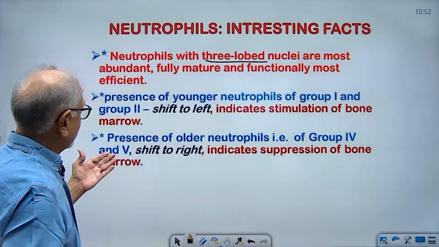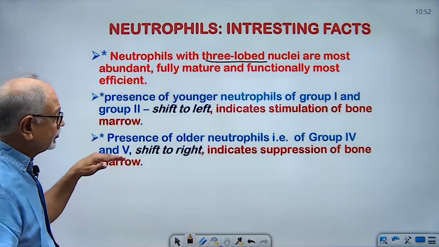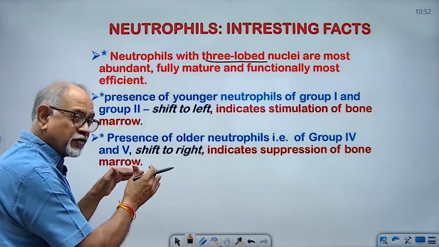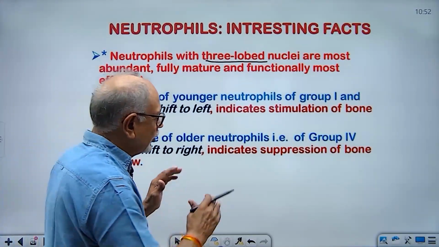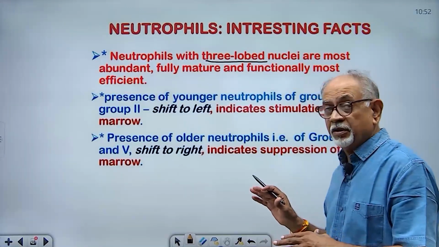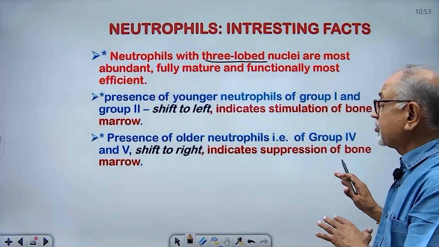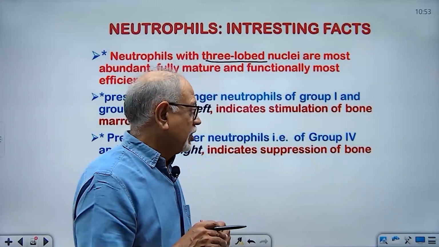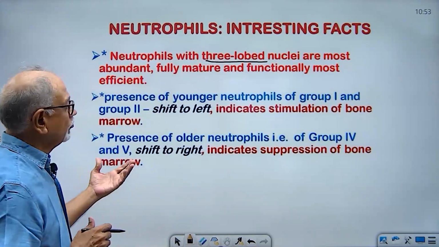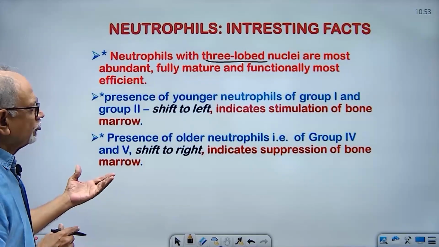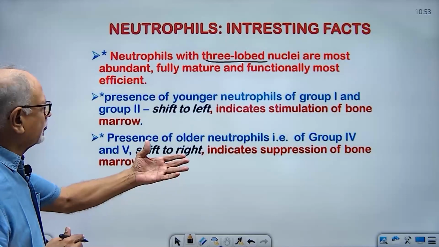Then reverse to it, if there is a shift to right, that means if there is a shift from lesser number of lobes to more number of lobes in the blood, then it indicates that there is some kind of suppression in the production of neutrophils in the bone marrow. So, it indicates suppression of bone marrow.